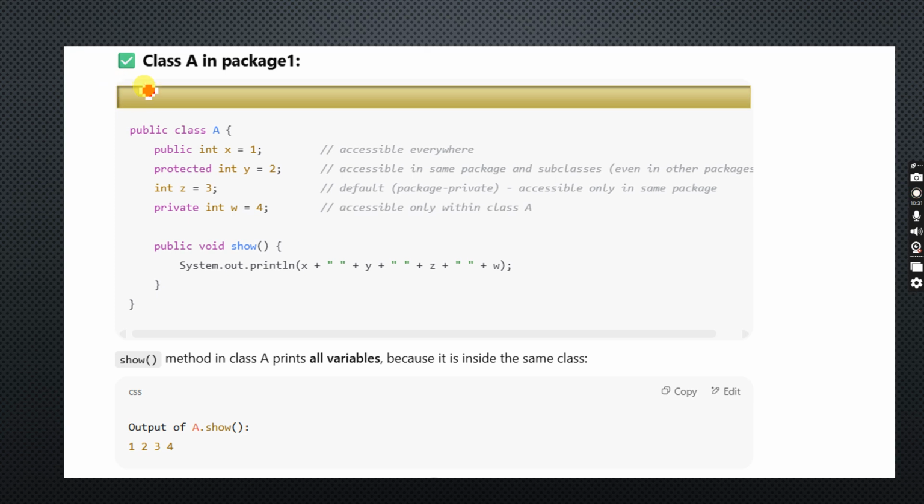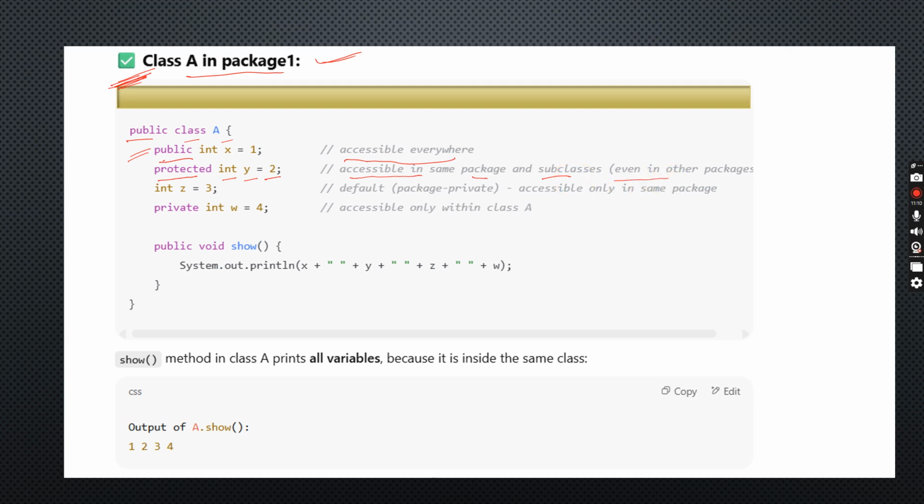I create some basic examples for you to understand the modifiers. First example: we declare a public class A in package one. Then in class A, I declare public int x = 1, accessible anywhere, because this is public. And then protected int y = 2, accessible in the same package and subclasses, even in other packages.